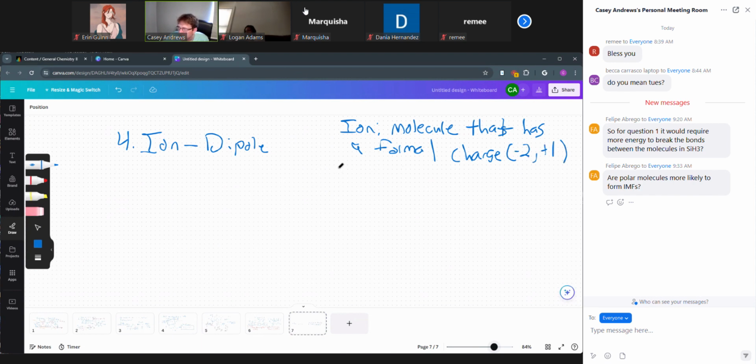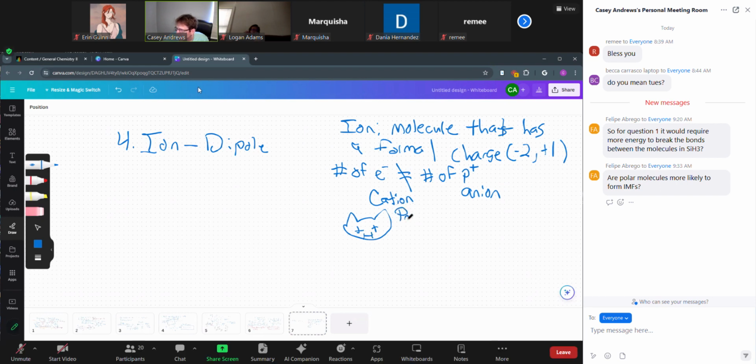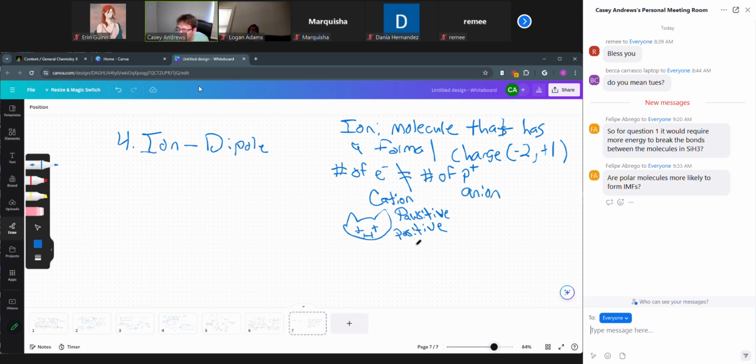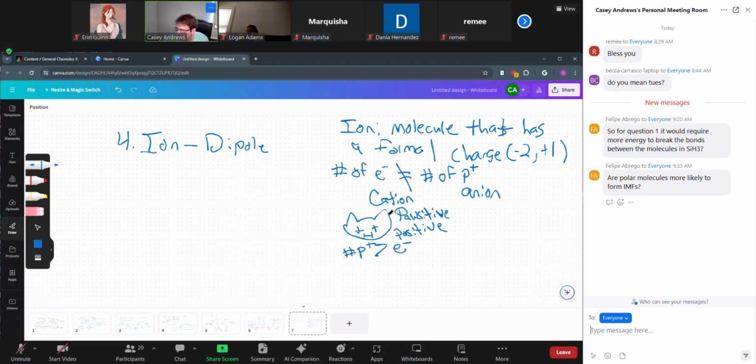What a formal charge means is that the number of electrons does not equal the number of protons. That's an ion. You have two forms. You have a cation and you have an anion. The way I remember this, here's my drawing of a little cat. Cations are positive, right? So cations are positive. That means that the number of protons they have are greater than the number of electrons. So that's how I remember that.